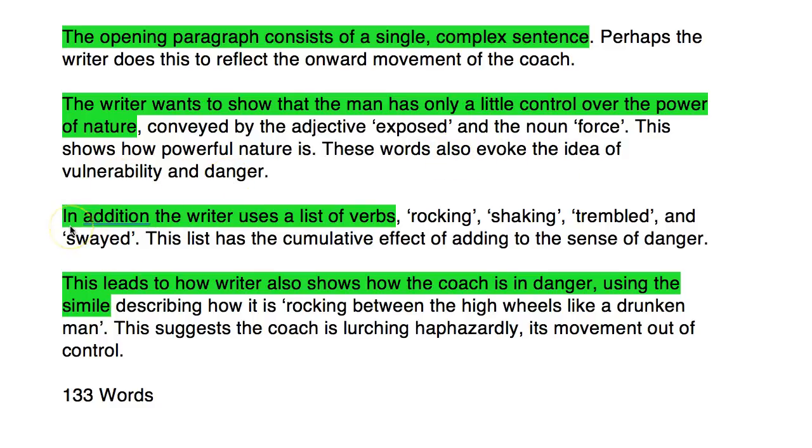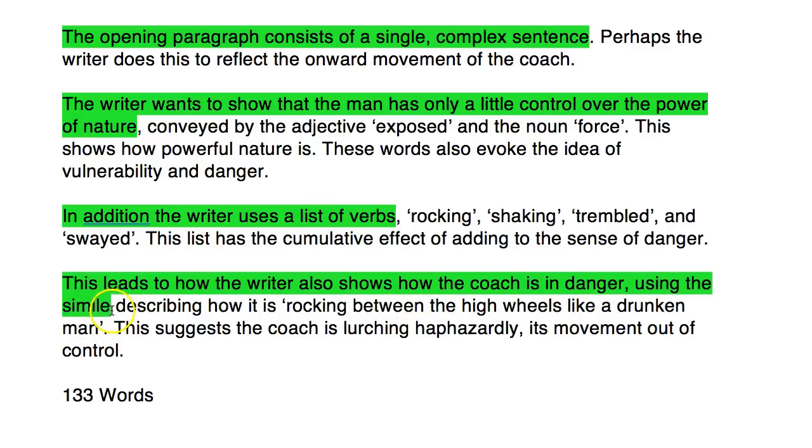Then we have a new point. In addition, the writer uses a list of verbs, again naming the techniques: "rocking, shaking, trembled, and swayed". Then we have the explanation. This list has the cumulative effect of adding to the sense of danger. Then we go to our new point. This leads to, how that should say, the writer. Just correct that. The writer also shows how the coach is in danger using the simile.